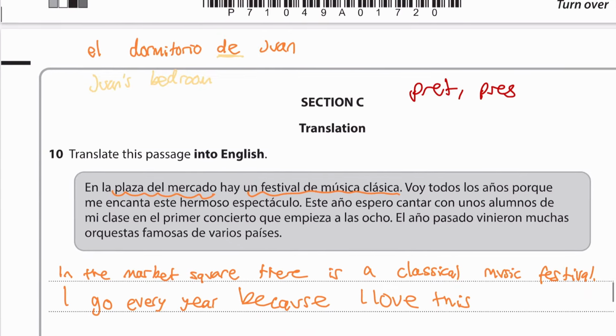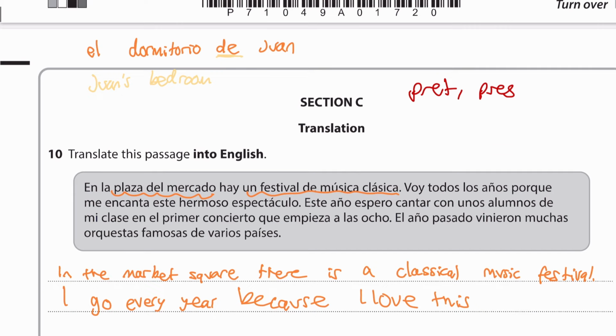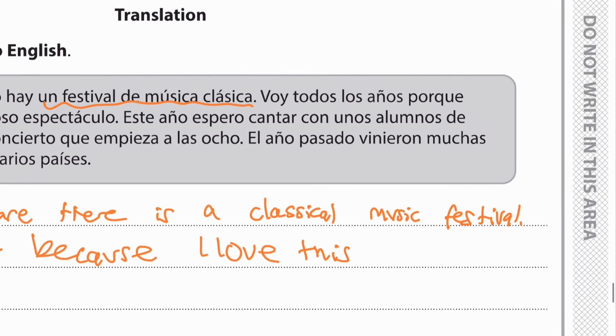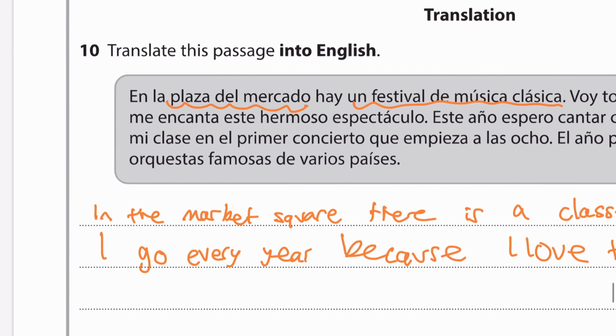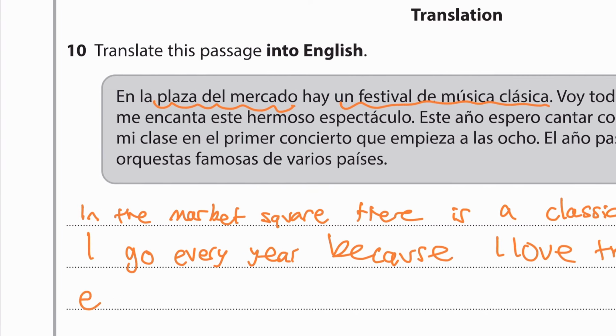Espectaculo. Okay, because I love this, so hermoso is beautiful. I'm going to use the word spectacle as well. Oops, it's spectacle. Like, this isn't a spectacle. That makes sense. A spectacle just means like some sort of show event.